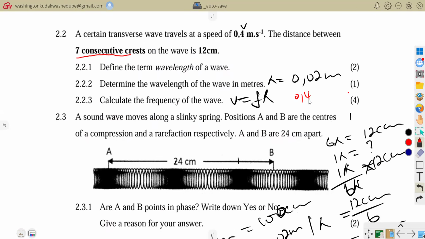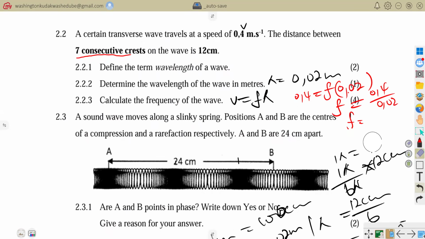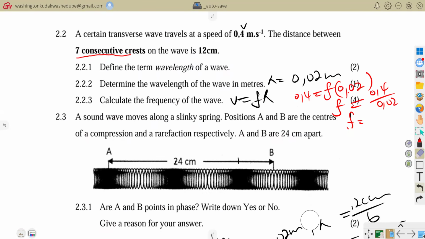So we have got 0.4 meters per second being equal to the frequency times the wavelength that we have just calculated, which is 0.02. So the frequency there would be equal to 0.4 divided by 0.02. So you would find out that the frequency of the wave would be equal to what? If you punch your calculators, I'm sure you would be able to find 20 hertz. That is the frequency there. So you were just supposed to apply the wave equation.